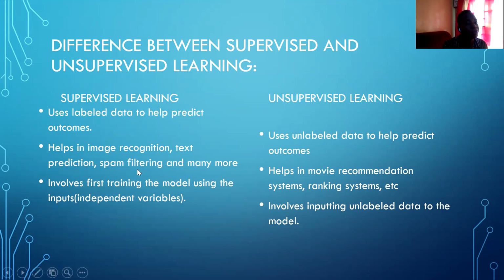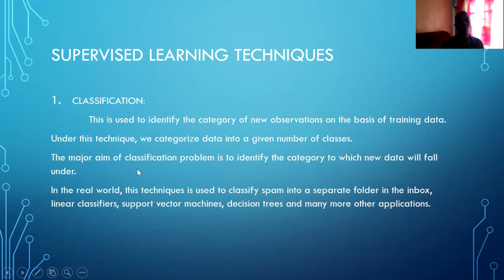And as I move further, we have what we call the supervised learning techniques. Firstly, we have the classification technique, and this is used to identify the category of new observations on the basis of training data. Under this technique, we categorize data into a given number of classes. The major aim of a classification problem is to identify the category to which new data will fall.